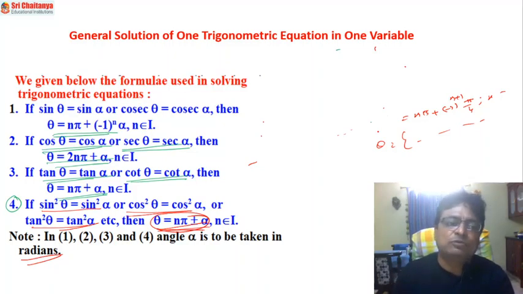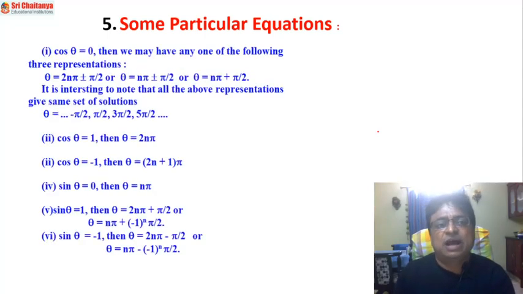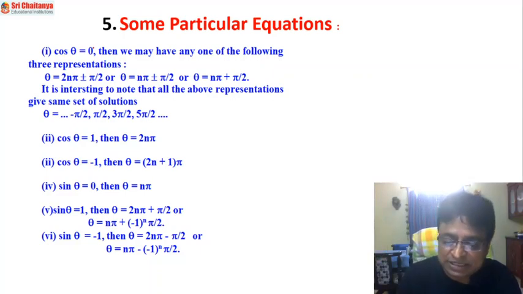Okay. Now, coming to the particular cases. This is also a trigonometric equation of one variable only, but the structure of the equation is like this, and these are the particular cases. Why particular? Because there, in sin theta is equal to k, cos theta is equal to k, tan theta is equal to k, k is any real number in the closed interval minus 1 comma 1, or depending upon the function, any real number. But here your k is either 0 or 1 or minus 1.